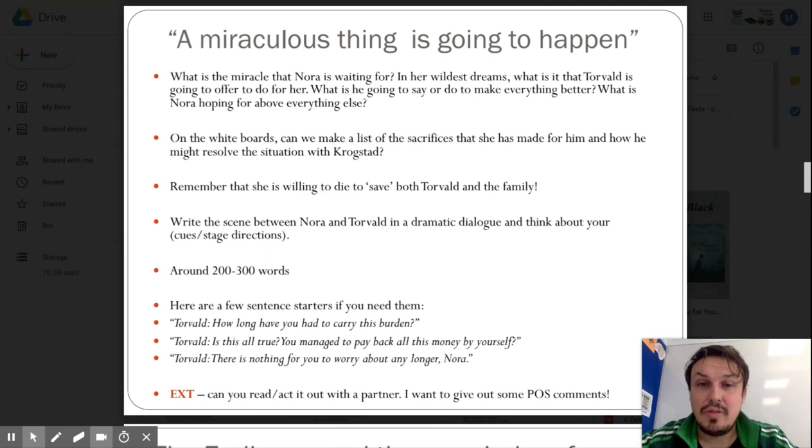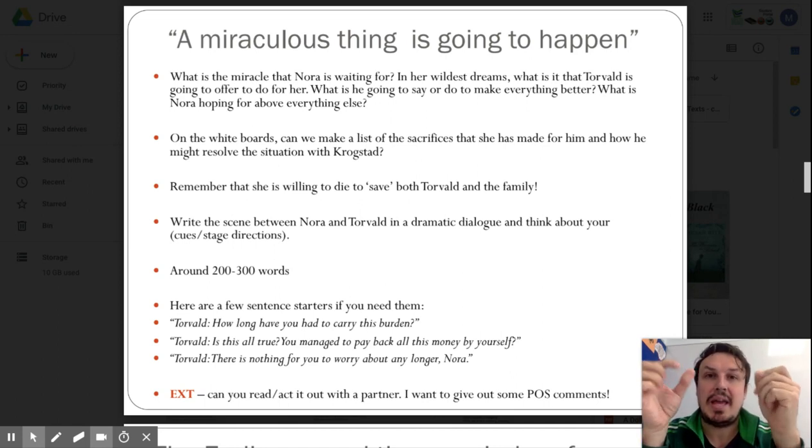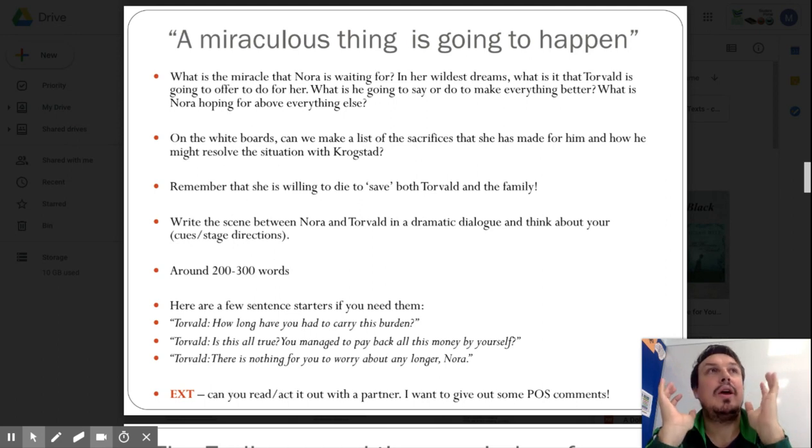Write the scene between Nora and Torvald in dramatic dialogue that she wants to happen. So we never get to see this. This doesn't happen because Torvald doesn't do this, all right? He's got very, very different priorities. And it's just a short creative task. It's just 200 to 300 words. And what I want you to do is write a fantasy, all right, Nora's fantasy this time, about Torvald coming to save her and what that conversation might be, how he might handle it, what would be her perfect resolution to all these problems that she's found herself in. All right. So it's a creative writing task.